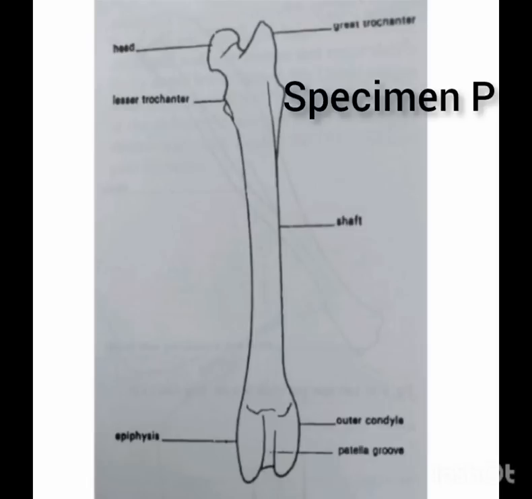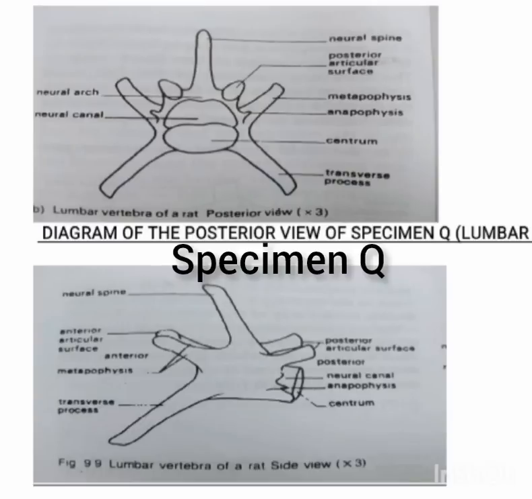The humerus also is attached to the scapula. Meanwhile, there is no scapula at the femur side. So that's the information for that. The next specimen is the lumbar vertebra. Let's talk about the characteristics, and that is specimen Q.